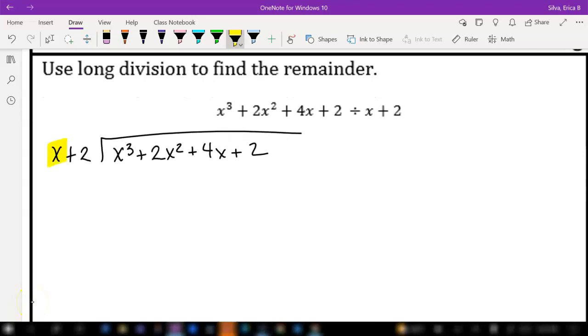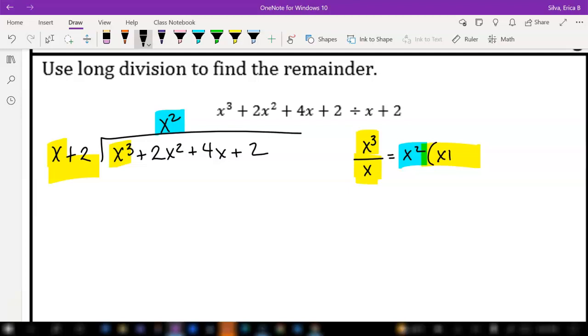Okay, we're going to look at the first term. We're going to divide them of each expression. So x cubed divided by x, that's x squared. We're going to put this on top. And then we're going to multiply it times the whole expression, which is x plus 2. We get x to the third plus 2x squared, and that's going to go directly in.